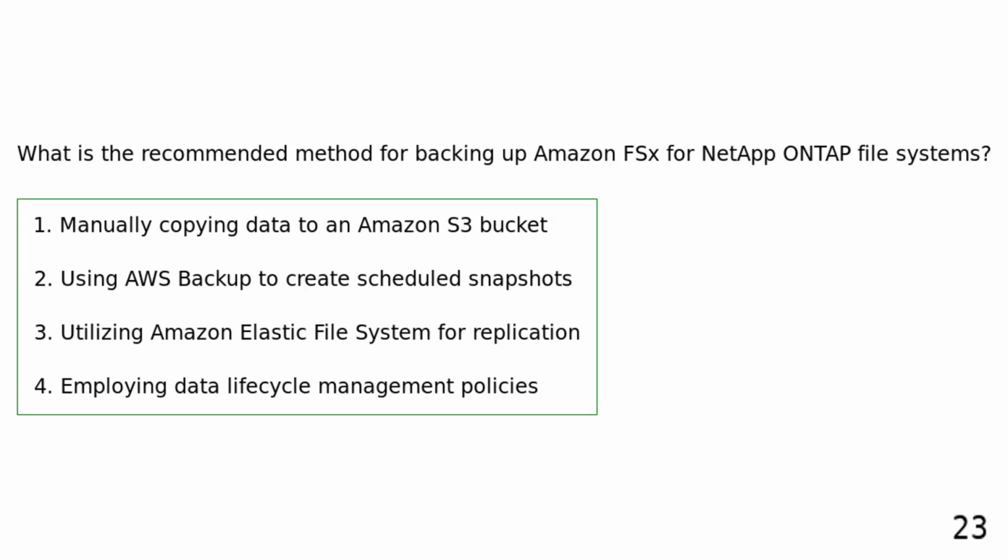What is the recommended method for backing up Amazon FSx for NetApp ONTAP file systems? Manually copying data to an Amazon S3 bucket. Using AWS Backup to create scheduled snapshots. Utilizing Amazon Elastic File System for replication. Employing data lifecycle management policies.